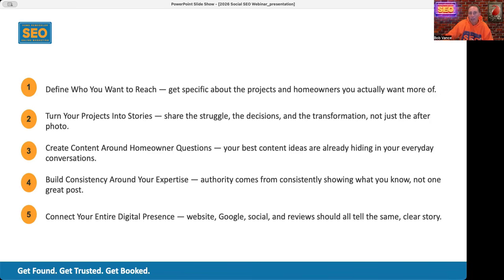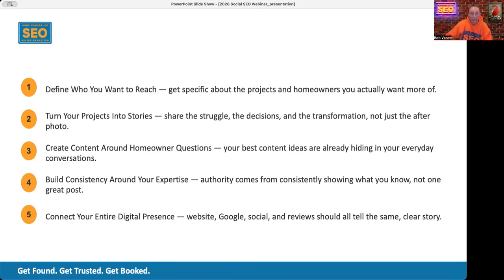And then step five, connect your entire digital presence. Social search works best when it reinforces everything else you're already doing, not when it operates in isolation. Your social content should connect to your website, your Google business profile, your reviews, your project portfolio, and your educational content. Educational content, there it is again. Each piece is another signal that helps people and the different platforms really understand who you are. A homeowner might discover you on Instagram, but then they're going to visit your website and read your reviews. And then finally, maybe they search your company name directly on Google to get to some of your other online digital assets.